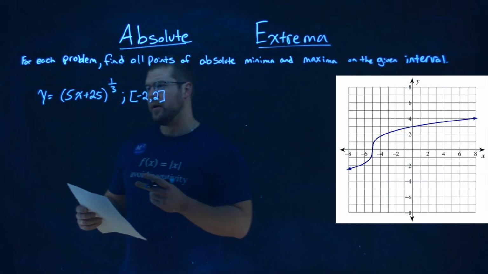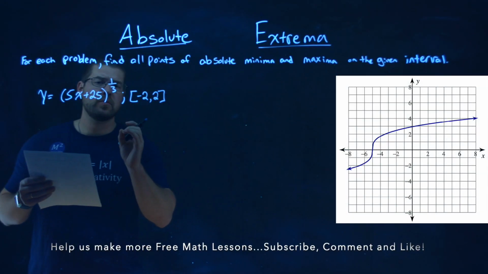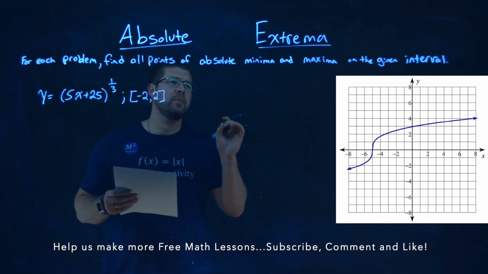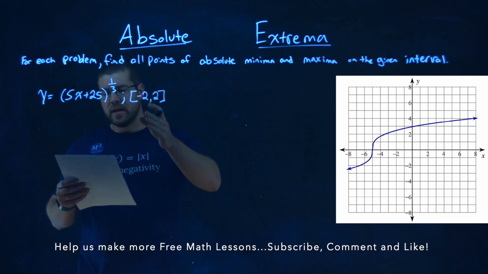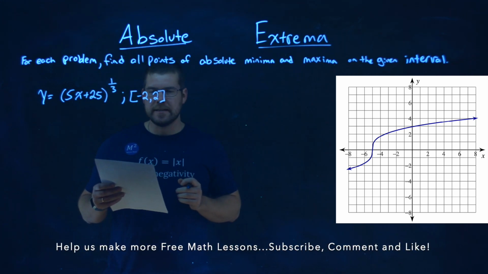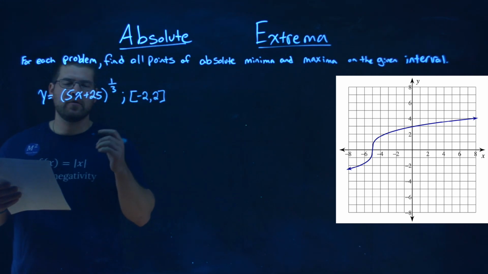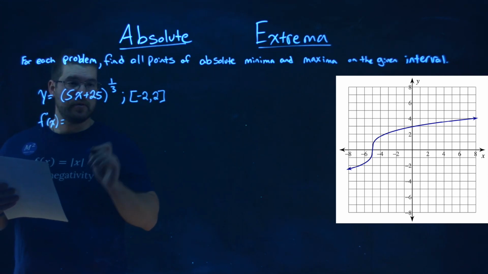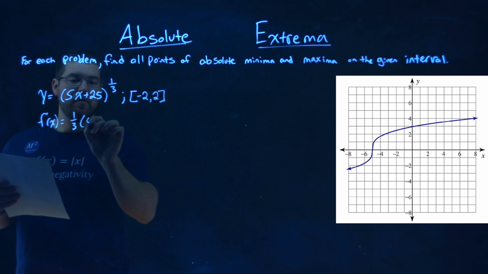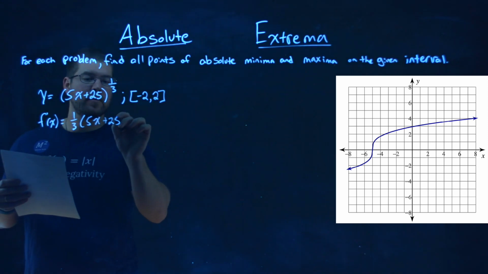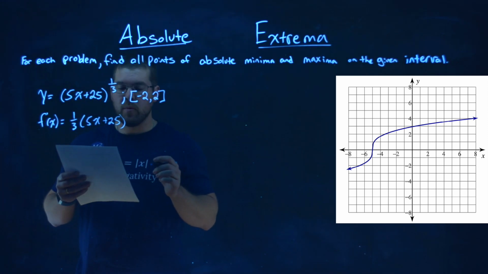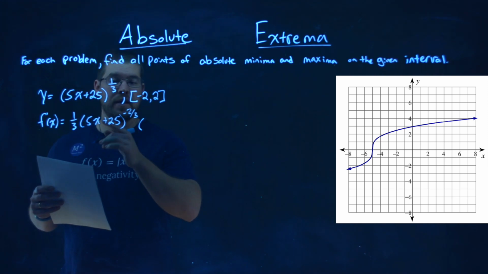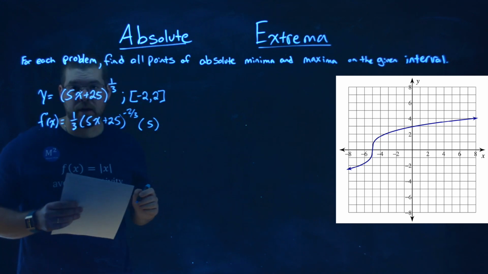We're given this problem right here, y equals (5x plus 25) to the 1/3 power, and we want to find the points of absolute minima and maxima on our interval from negative 2 to 2, and it's a closed interval. First thing I want to do is find my derivative, f prime of x here, and we're using the power rule and chain rule. 1/3 comes down, and we have a 5x plus 25 here, and the exponent gets subtracted by 1, and so we have a negative 2/3 here. Multiply that by the derivative of the inside, which is just a 5.